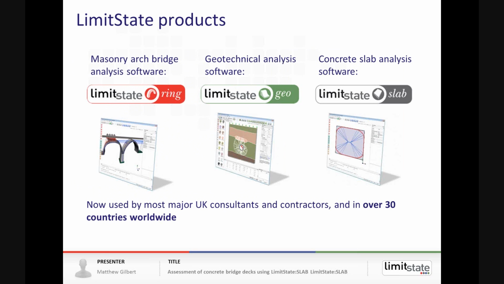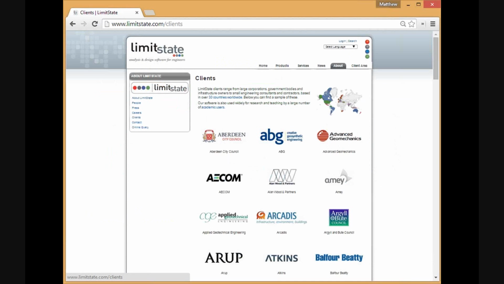So the existing product portfolio comprises three core products: LimitState Ring for analysing masonry arch bridges, LimitState Geo for modelling geotechnical constructions, and LimitState SLAB for concrete slab analysis, which is clearly of interest today. Software is now used widely in the UK and also in over 30 countries worldwide. And the next slide just gives you an indication of some of the companies who are using the software, from quite small companies, local authorities, to large consultants and contractors, so big names such as AECOM, AMEC, Arup, Balfour Beatty, etc.